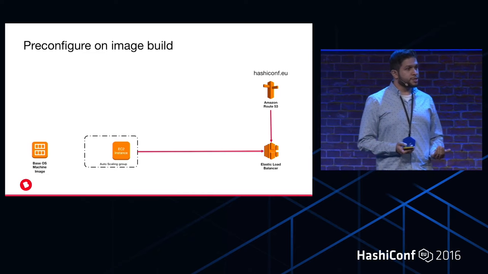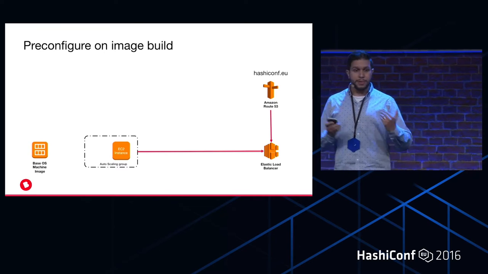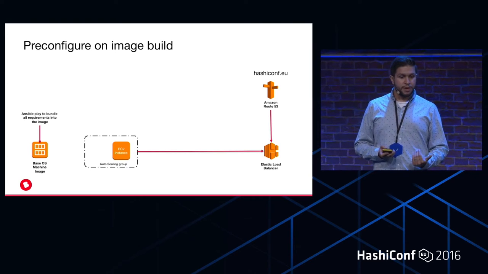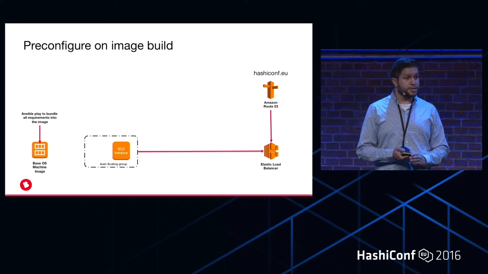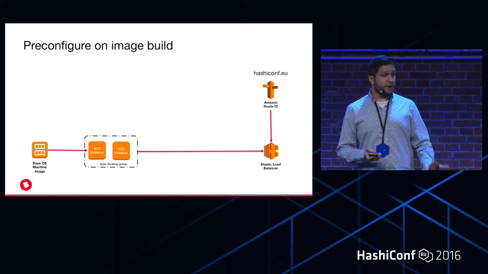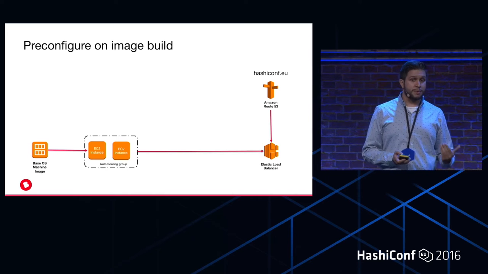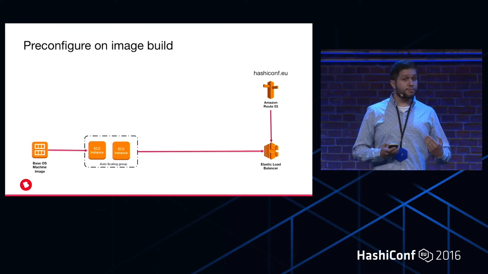So in the second approach, the idea is to front load all of that effort and actually build it into the image itself. So the Ansible playbook, in this case, runs when bundling the image. So then when we launch instances of that image, they come up very quickly and are ready to serve traffic in a matter of seconds as opposed to minutes. And this is ultimately the approach that we took.